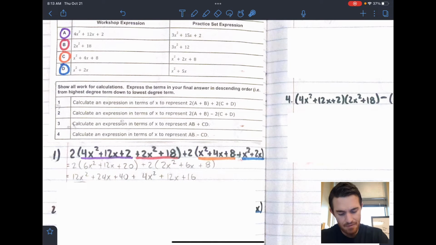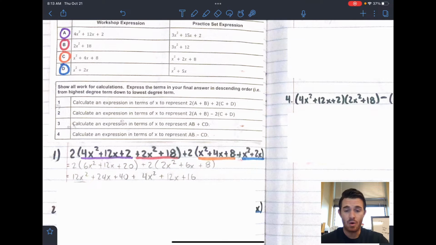Okay, then I move on to the next one. I no longer need those parentheses. 2 times 2 is 4, 2 times 6 is 12, and 2 times 8 is 16. Okay, so there we go. We've done our multiplication. We've gotten rid of that 2. Basically, we've doubled everything inside of here.